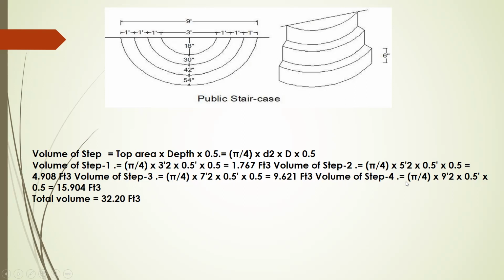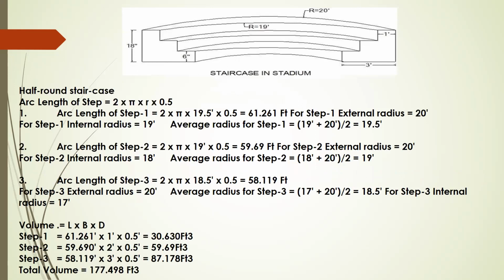Volume of step 4 will be pi by 4 into 9.9 feet 2 inches into 0.5 into 0.5 is equal to 15.904 cubic feet. The total volume will be 32.20 cubic feet.